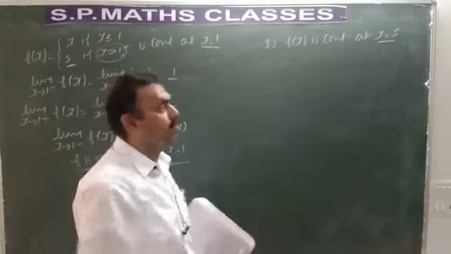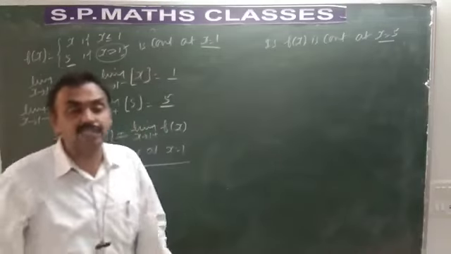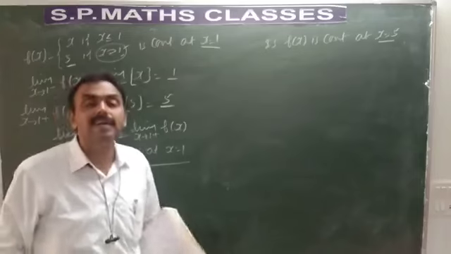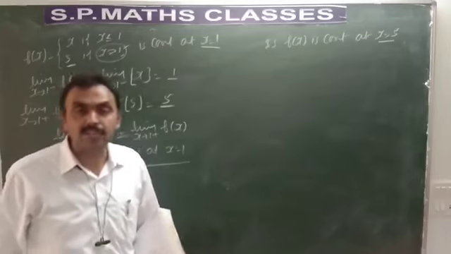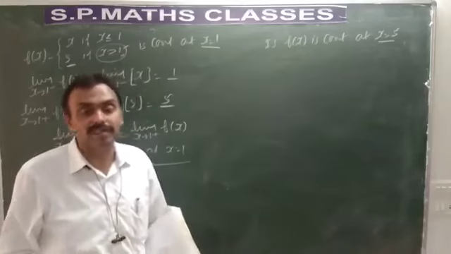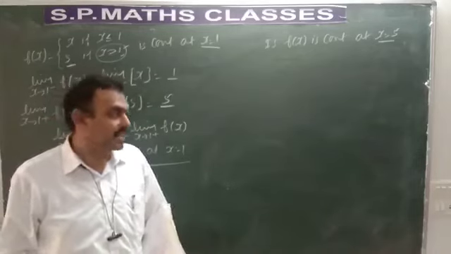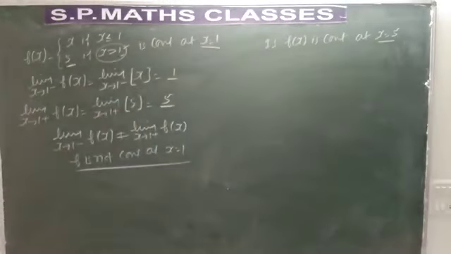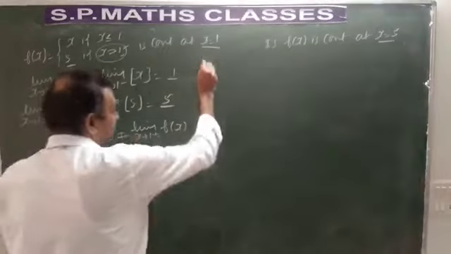Suppose the same problem is asked to test for continuity at x equal to 5, we say that the left hand limit is 5, the right hand limit is 5, and f of 5 is also 5. So we conclude that it is continuous. I think you have understood this problem. Very simple and easy to understand. Now, next problem.